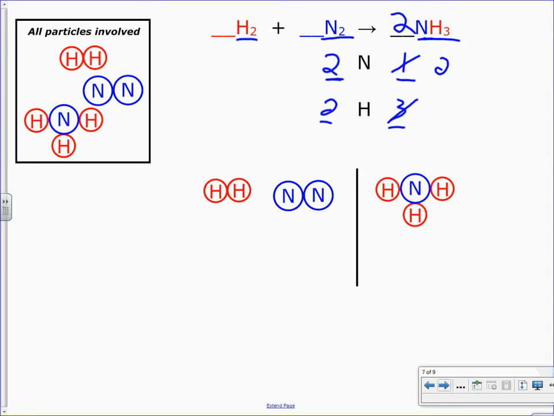So we now have 2 nitrogen, and then we have 2 times 3, so there are 6 hydrogens. Just an aside, when I wanted to turn this 1 into a 2 here, an incorrect way of doing this would be changing the formula to N2H3.